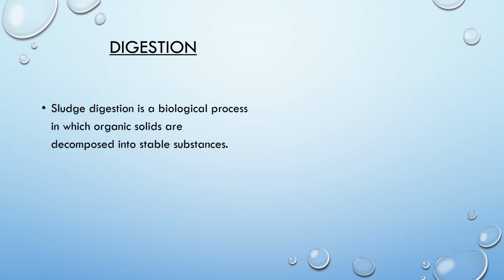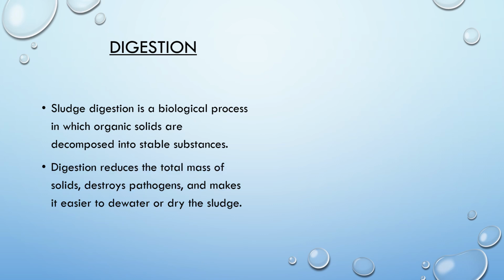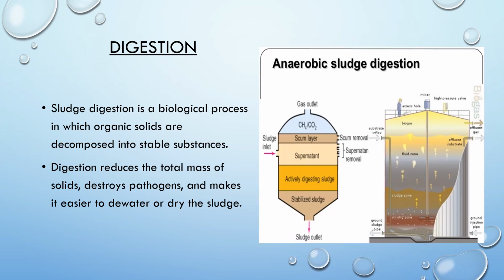The next step is digestion. Sludge digestion is actually a biological process in which the organic solids are decomposed into stable substances. Digestion reduces the total mass of solids, destroys pathogens, and makes it easier to dewater or dry the sludge.